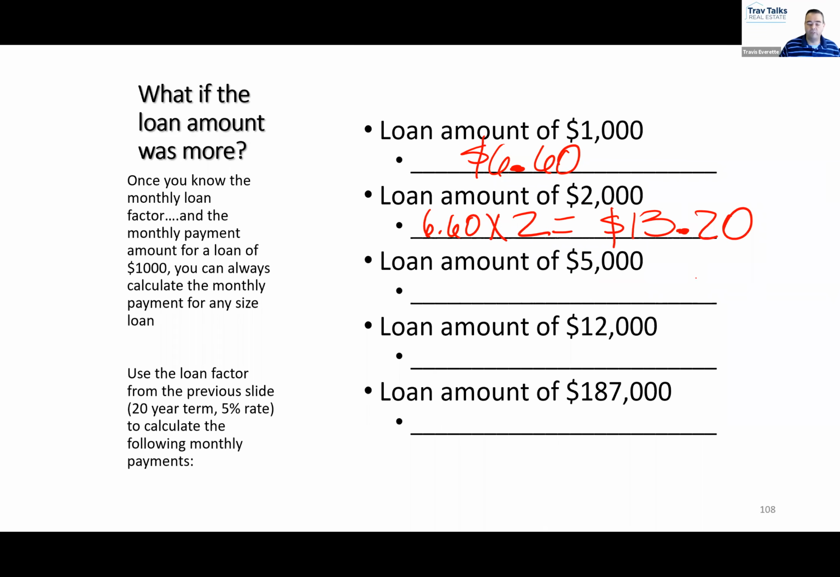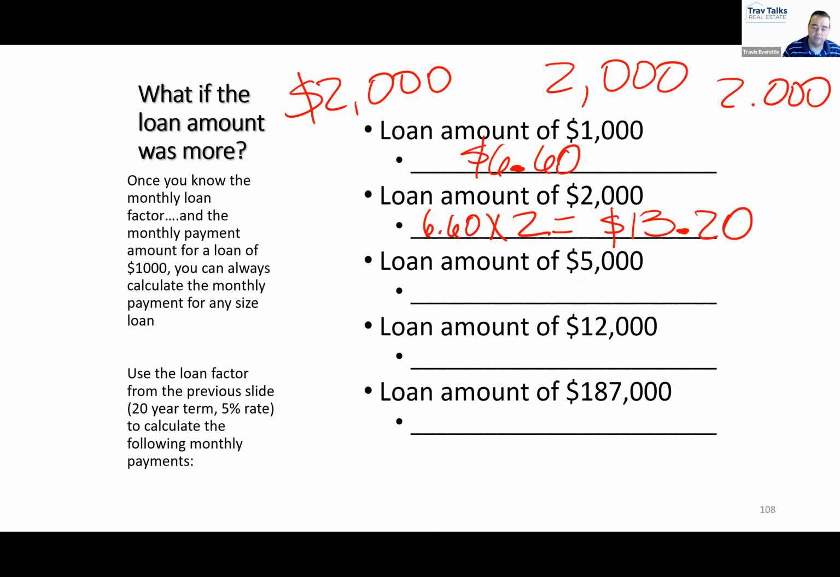Here's all we did, folks. If we borrowed $2,000, watch this trick. Find the comma at the thousands place. Replace it with a decimal. 2,000 becomes 2.000. Does that make sense? And that's the number you multiply by to get that payment.